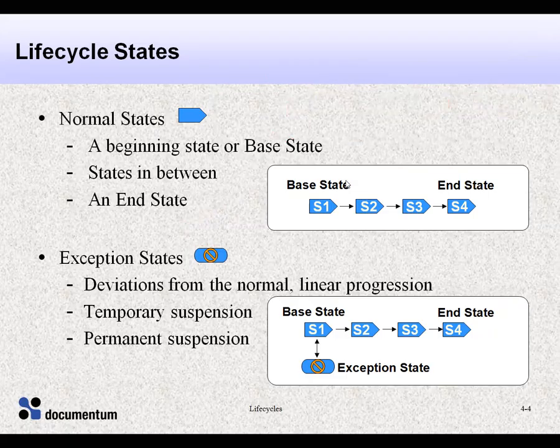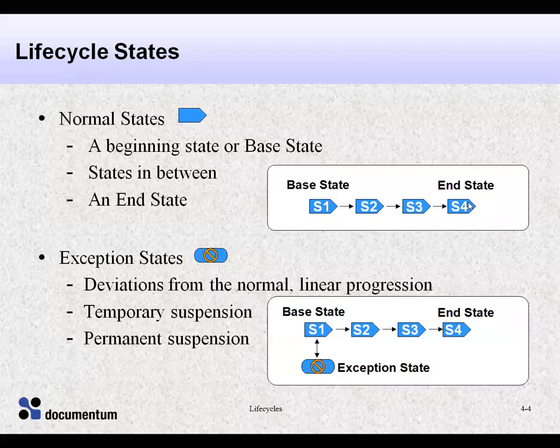As I told you, these are the normal states, just beginning from the base state to the end state. It's a linear way. In addition to the normal states, sometimes we have an exception state as well. An exception state is used when we want temporary or permanent suspension of a document. For example, if a document gets rejected, at that time it is suspended from the linear flow, from the active flow.